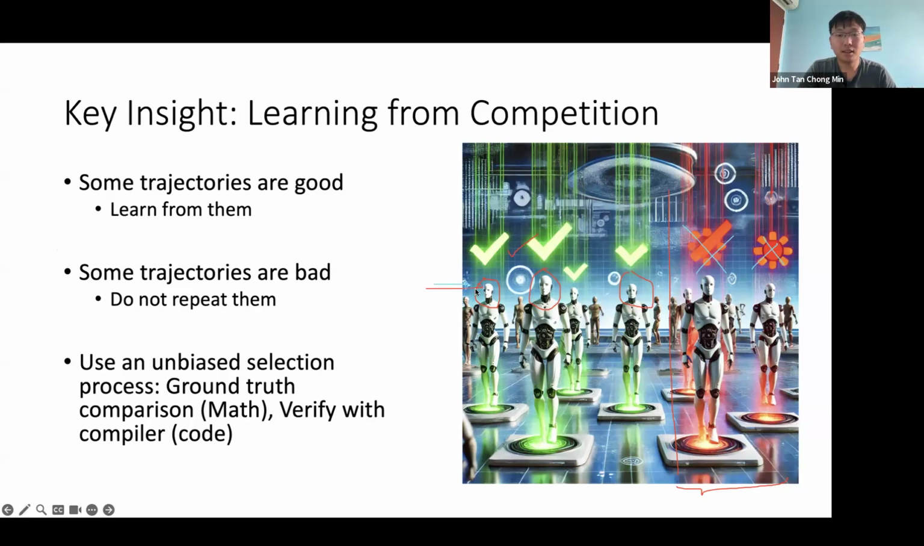And all these are done using an unbiased selection process. How? This is done like for math, you have the ground truth data. So like for your AIME data set, for the math data set, you have your answers. You can compare whether the trajectory has achieved those answers. If they have achieved those answers, you can give them a good score. If they don't achieve the answers, you give them a bad score. All right, that's for math.